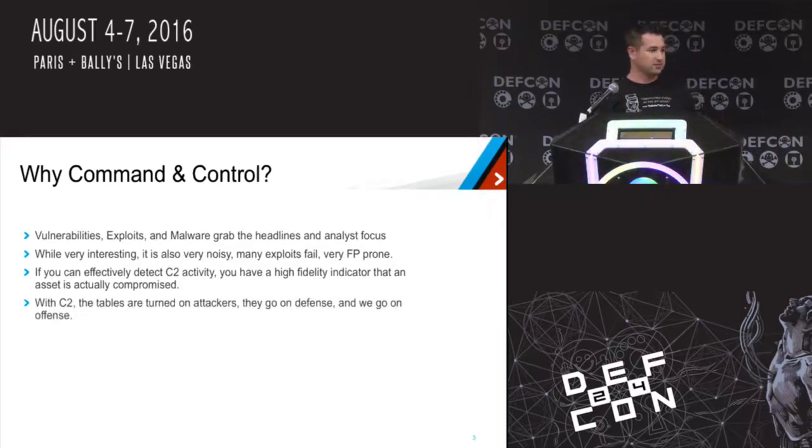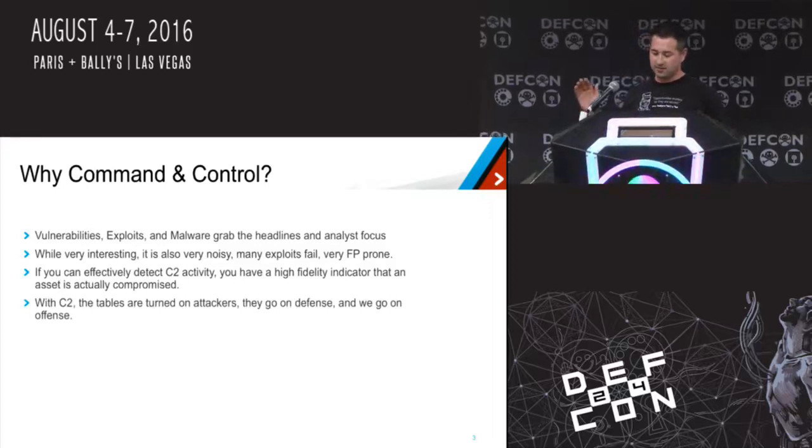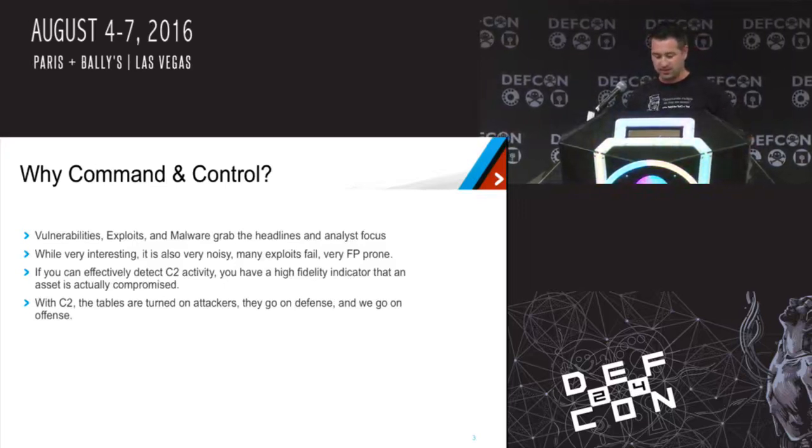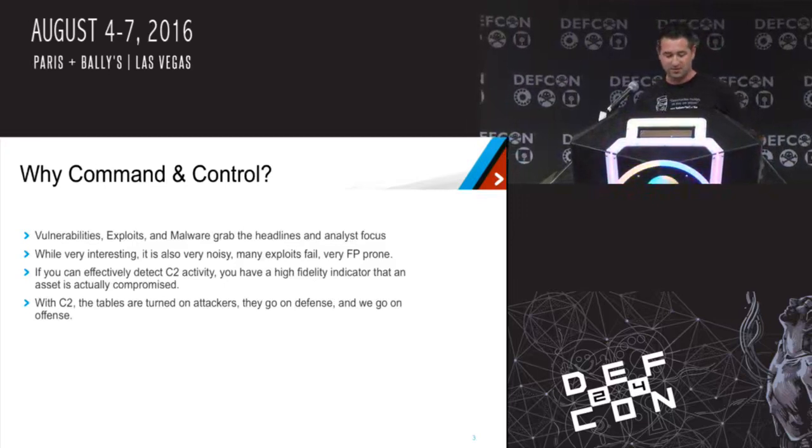But probably the other thing that's really interesting about command and control is that this is the point where you go from being on pure defense, getting hounded all day long, attacked from every which way, to the tables being turned on the attacker. Where you had to get it right every single time and they only had to get it right once, now it's the other way around. In order for them to maintain that connection, to maintain that control over that asset, they have to be right all the time. And so that's why I think this is interesting and why we should talk about it today.